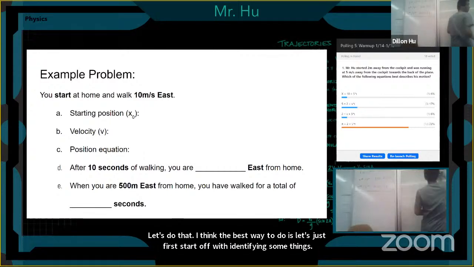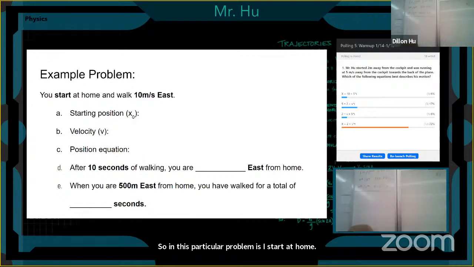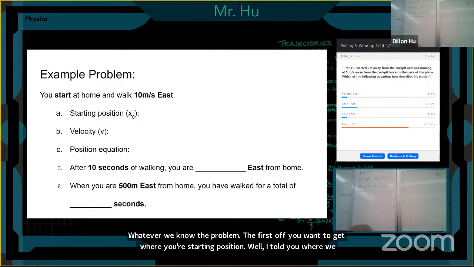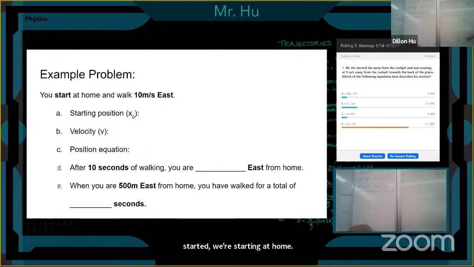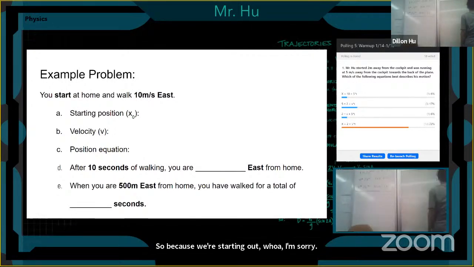First off, we want to know, where is our starting position? Well, I've told you where we started. We're starting at home. And remember, we're using our home as a reference point, meaning that at home, our x is 0. Because we're starting at home, our starting position x naught is equal to 0. So we know what we're starting at. Next, what is my velocity? My velocity is 10 meters per second east. You can also just write this as positive 10 meters per second.